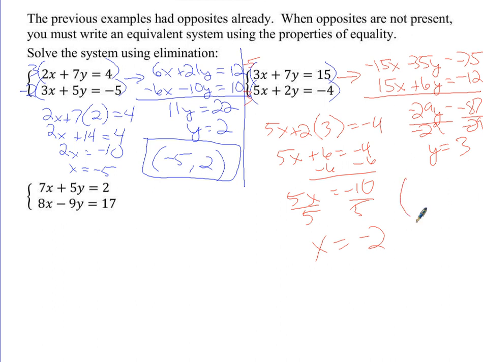Ordered pair. So my ordered pair will be negative 2, comma 3. X coordinate first, then the y coordinate. Then I put a box around it. And then I'm almost done. What do I do now? Check it. So you plug these things in to check. This is the right answer, though. We're good to go.